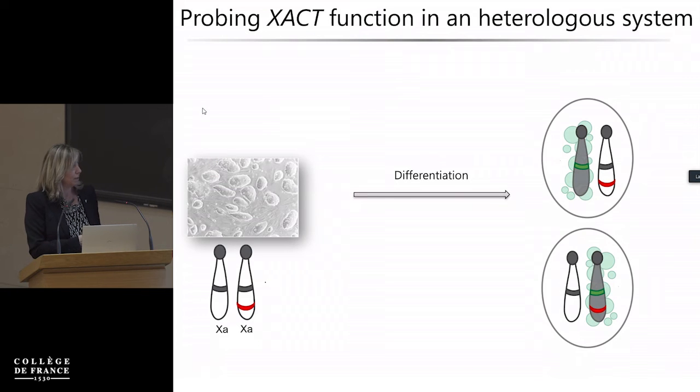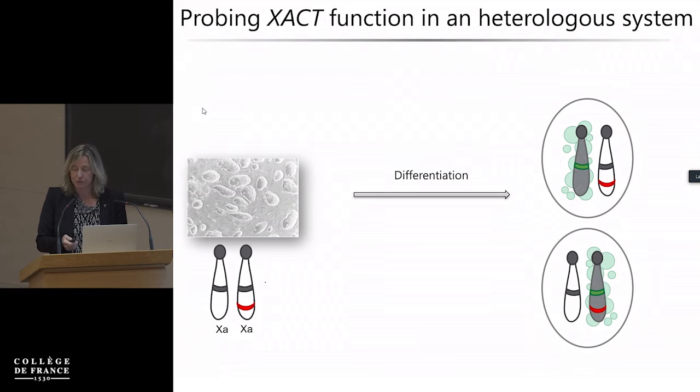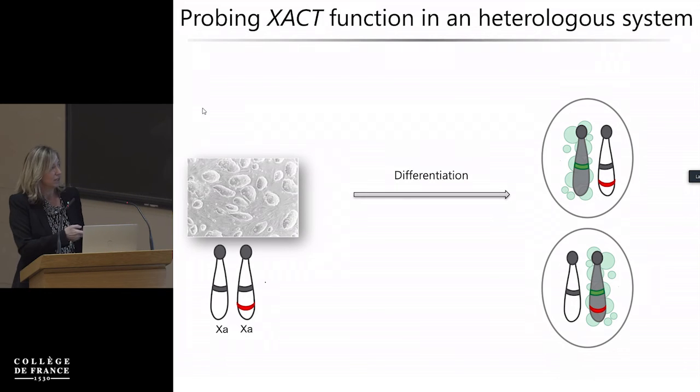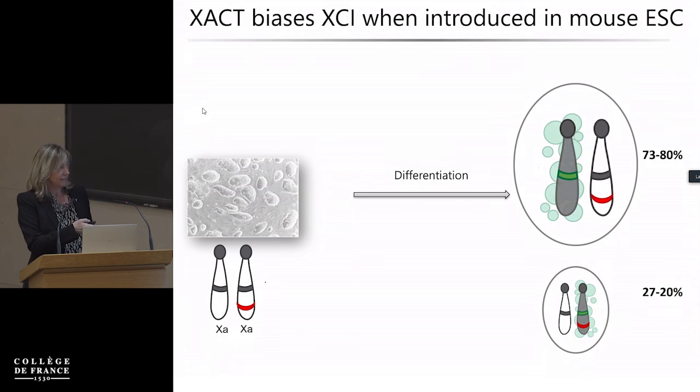So when you work with mouse ES cells, you're quite lucky because they have two active X chromosomes, and when you differentiate, you observe a random X inactivation with either one or the other X being inactivated. And the question we asked was whether the presence of XACT would change anything regarding the randomness of X chromosome inactivation, and the answer is yes, indeed.